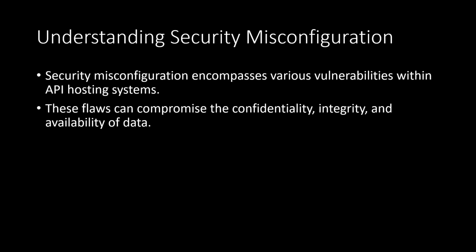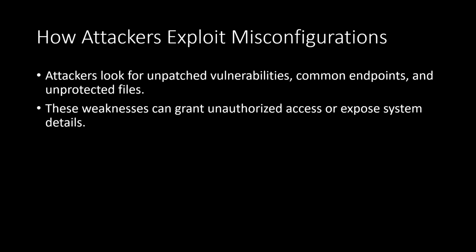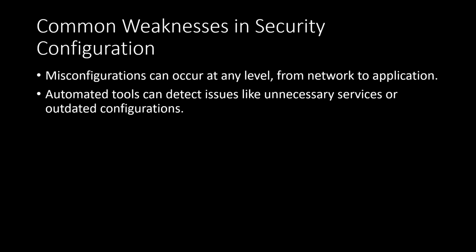Security misconfiguration refers to a range of vulnerabilities within the systems that host APIs. These flaws can undermine the confidentiality, integrity, and availability of an API provider's data, leading to severe security breaches. Attackers exploit security misconfigurations by searching for unpatched vulnerabilities, common endpoints, and unprotected files or directories. These weaknesses can provide unauthorized access or reveal critical system details. Security misconfigurations can happen at any level of the API stack, from network settings to application configurations.